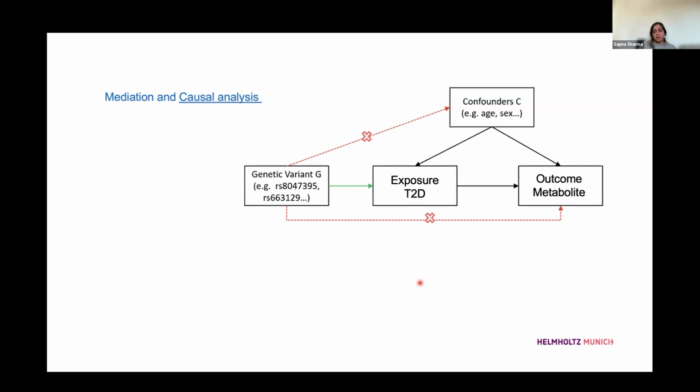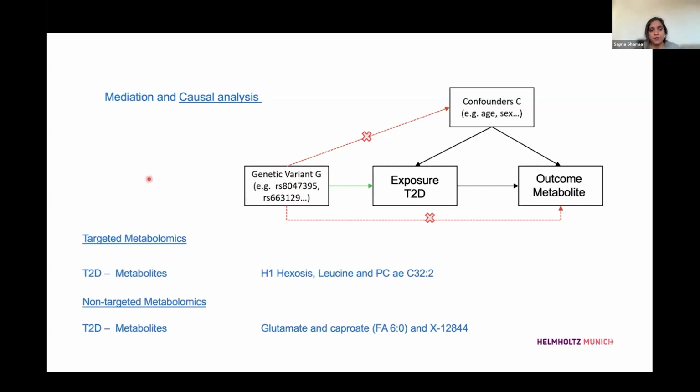So first question is for me to understand if change in diabetes is causing the change in metabolites. For that, I took all the genetic variants. I dug into all the GWAS studies available for diabetes and selected my variants. Using that, I found out that from the targeted metabolites, glucose, leucine, PC are the metabolites which are causal for diabetes. And from the non-targeted metabolomics, I found glutamates and fatty acids and an unknown marker. Okay, this is not very interesting.